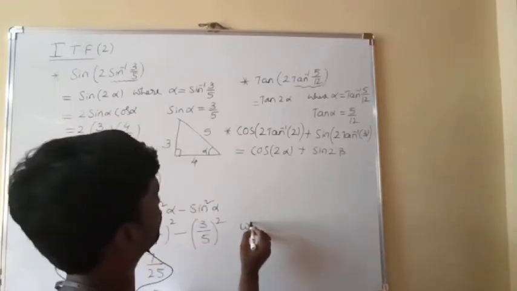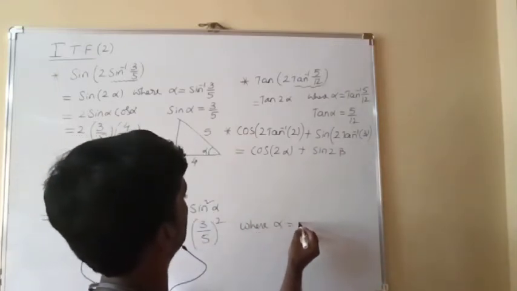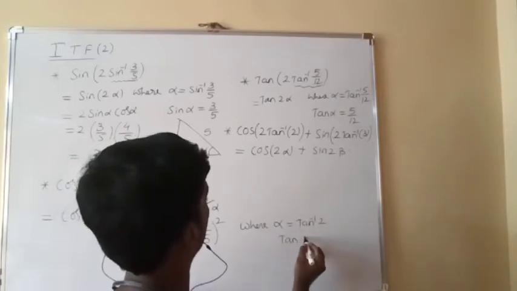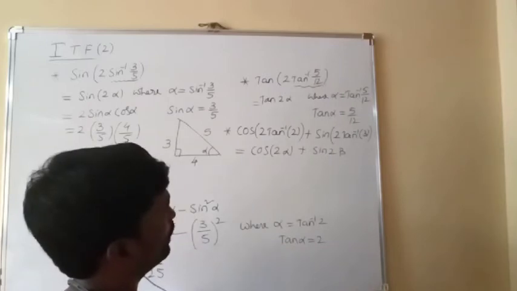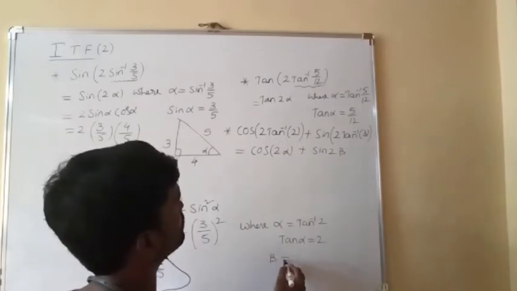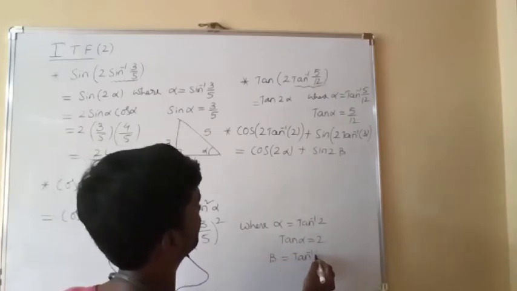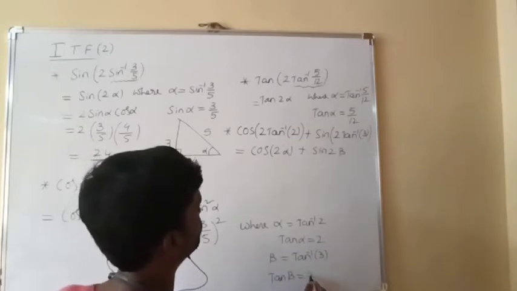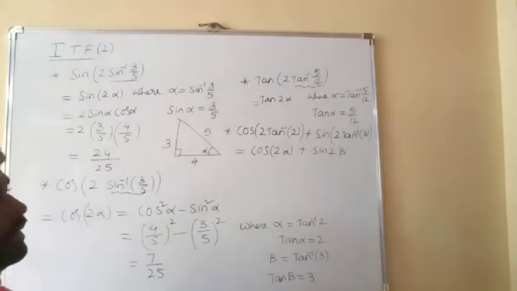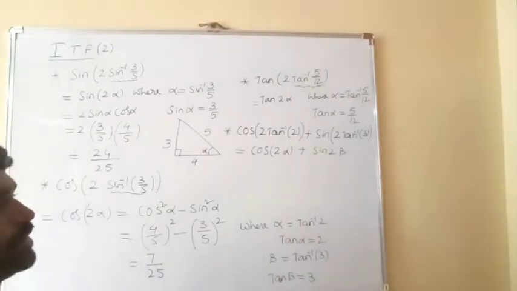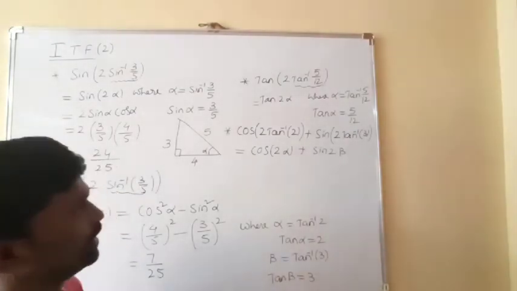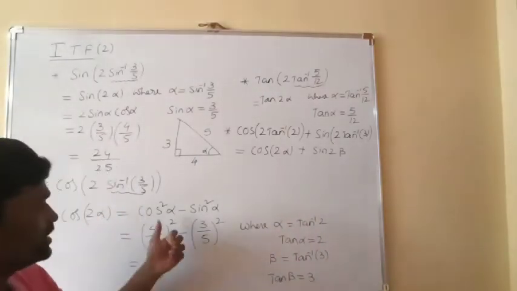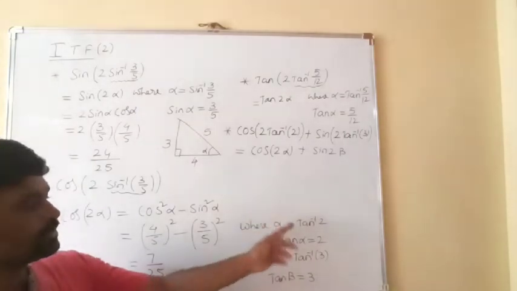So what is alpha? Tan inverse of 2. From this you get tan alpha is equal to 2. And beta is equal to tan inverse 3. From this you get tan beta is equal to 3. Okay. Then cos 2 alpha plus sin 2 beta. If you don't know cos 2 alpha in terms of tan alpha, you know cos square alpha minus sin square alpha, that formula only.